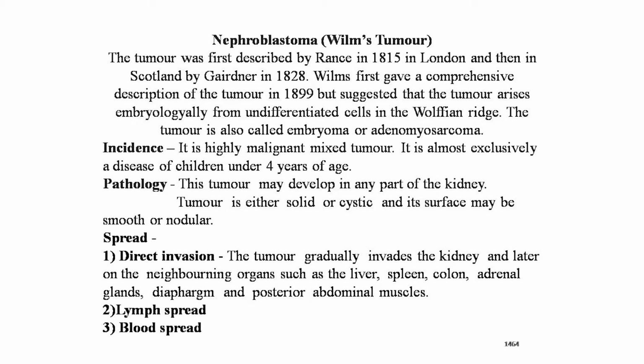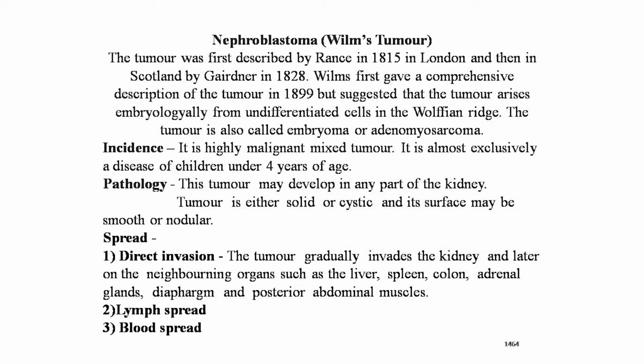Incidence: it is a highly malignant mixed tumor. It is almost exclusively a disease of children under 4 years of age. Pathology: this tumor may develop in any part of the kidney. The majority present as a single expanding tumor surrounded by a pseudocapsule of connective tissue. Sometimes the tumor may appear juxtarenal, but it is usually attached to the kidney with a small pedicle. Occasionally, the tumor may be multiple separated nodules spread throughout the renal parenchyma.